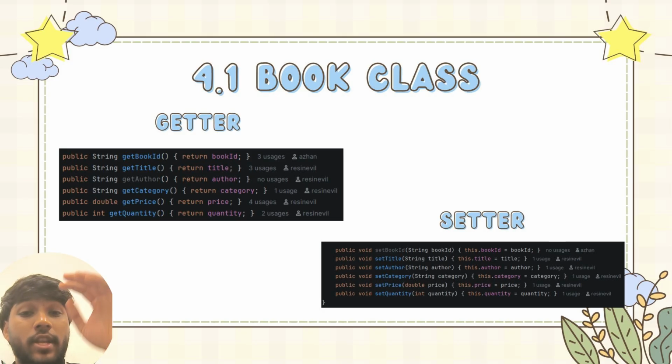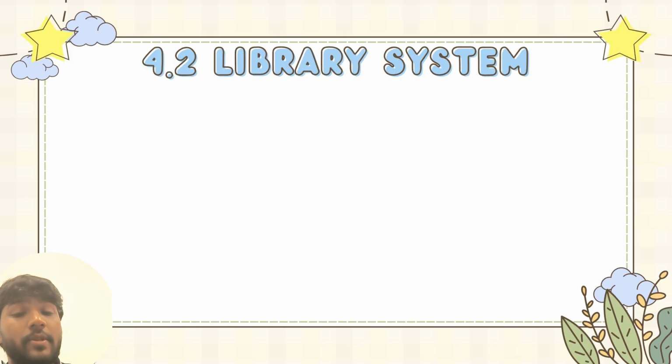Okay, by calling the object. When you create an object, you can call the object, then use the method, then you can change the value inside the parameter. That's when you have to use the setter method.